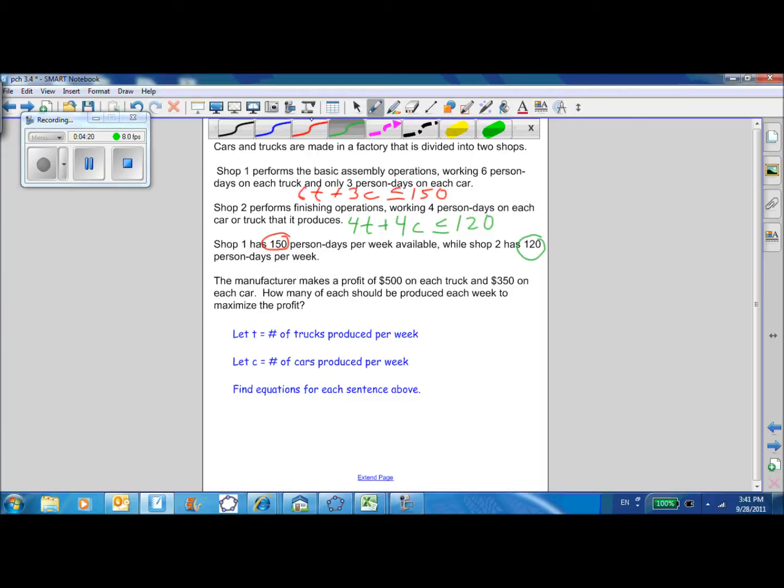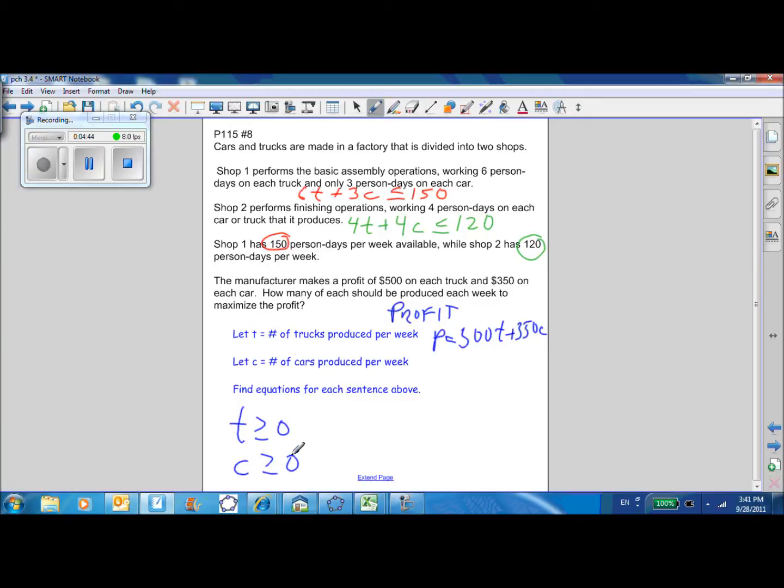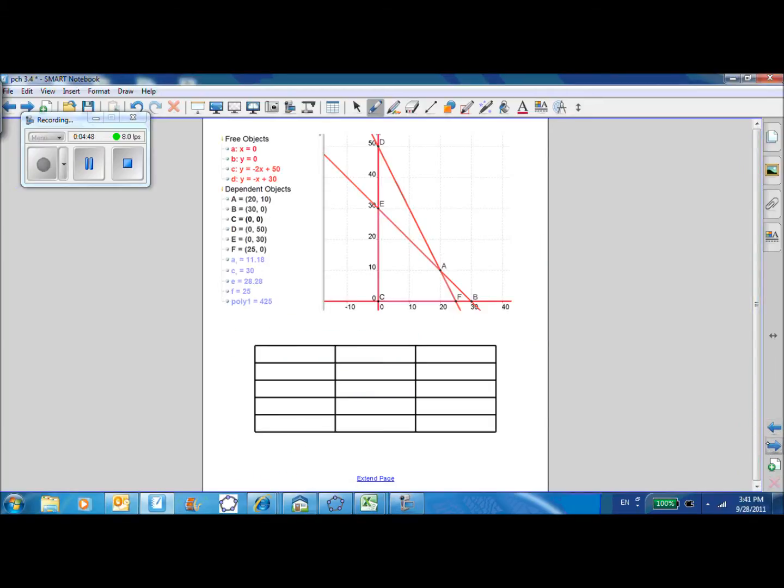Now at the bottom here we have what's called the evaluating expression. The manufacturer wants to maximize profit. Let's call the profit P. And that's 500 per truck plus 350 per car. And that's sort of introducing a third variable. But first we can use these two plus the obvious, the number of trucks must be greater than or equal to 0 and the number of cars must be greater than or equal to 0 to come up with our feasibility region. And I've done that on the next page on GeoGebra already.